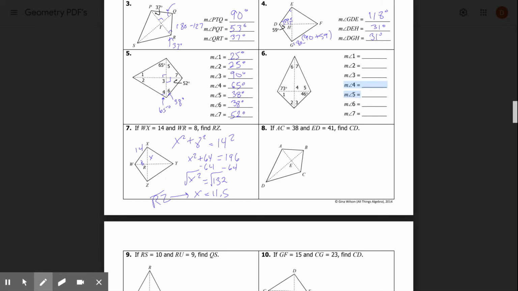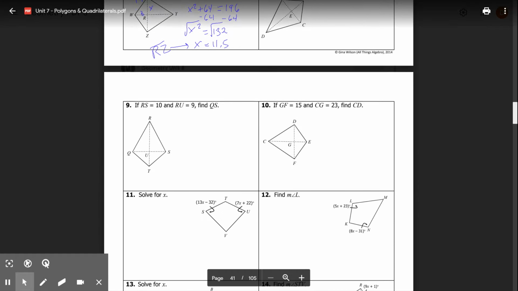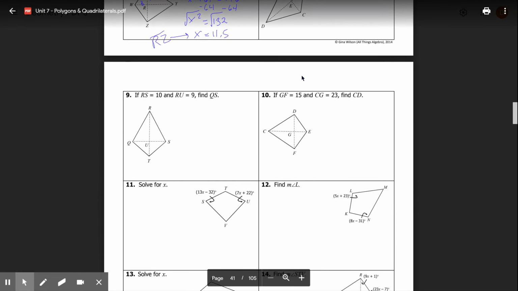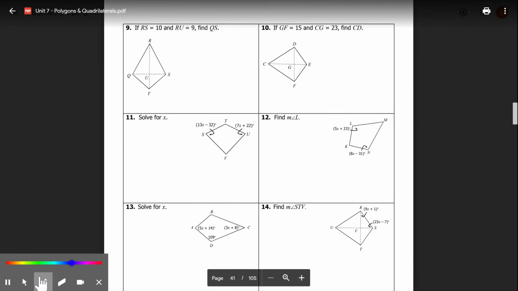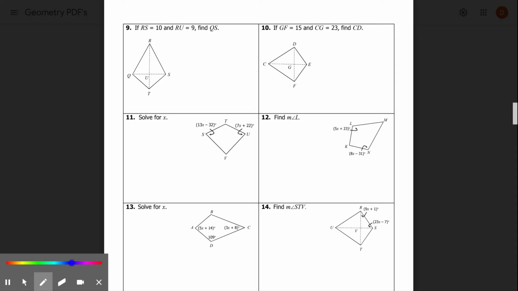Okay, so you're going to be using some Pythagorean theorem here on these. So 8, 9, 10, all Pythagorean theorem. And then we have our solving for x. So you just have to know which angles are the same here in this one. So S and U, if this is a kite, then S and U would be equal. They're congruent angles. So we would just take 13x minus 32 and make that equal to 7x plus 22. And you're going to solve for x there.